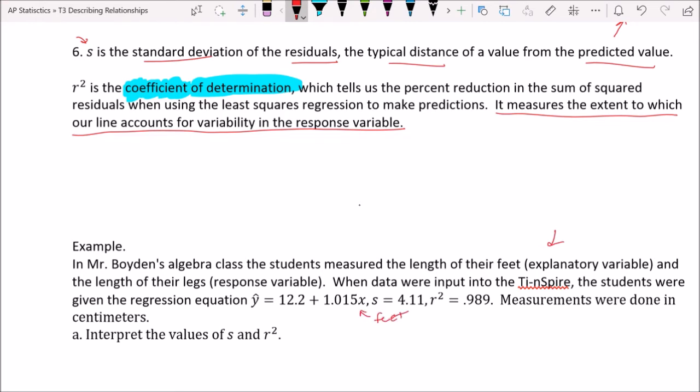Length of feet, and the length of the legs is y, because that's the response. Okay. They were also told that r squared equals 0.989, and the measurements were done in centimeters. Okay, this is a classic test question. Interpret the values of s and r squared.